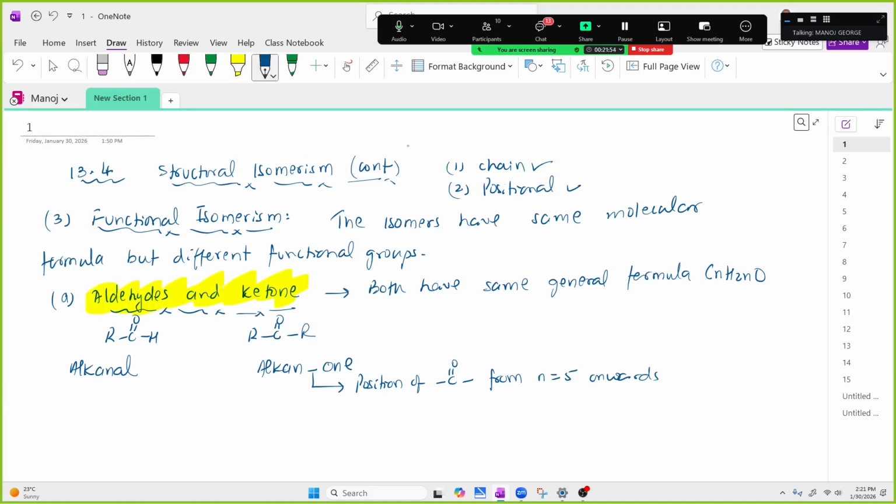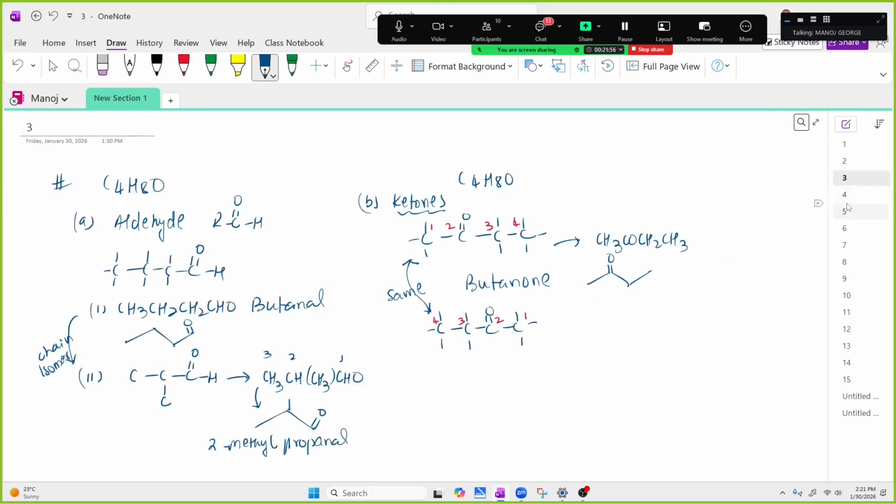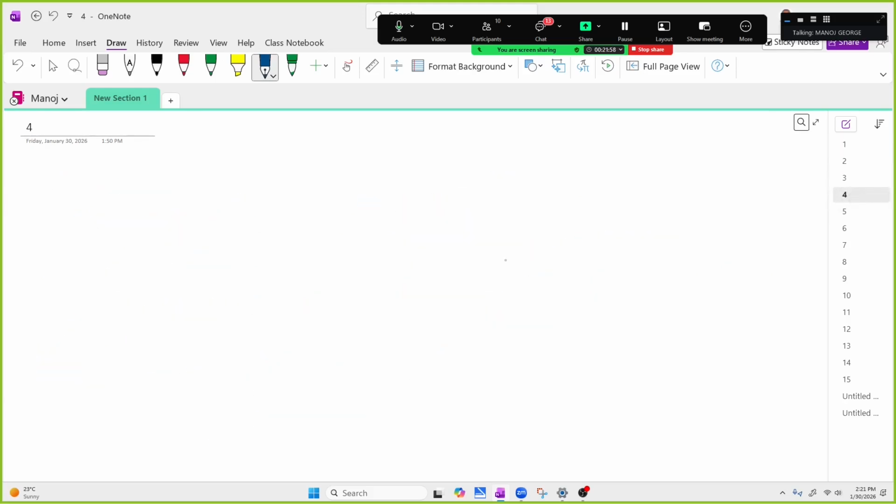Now there is a second pair that you can work with. That also gives very good results. So let's have a look at this: carboxylic acids and esters. And why am I taking them? Because they also have the same general formula. So this is my second pair.